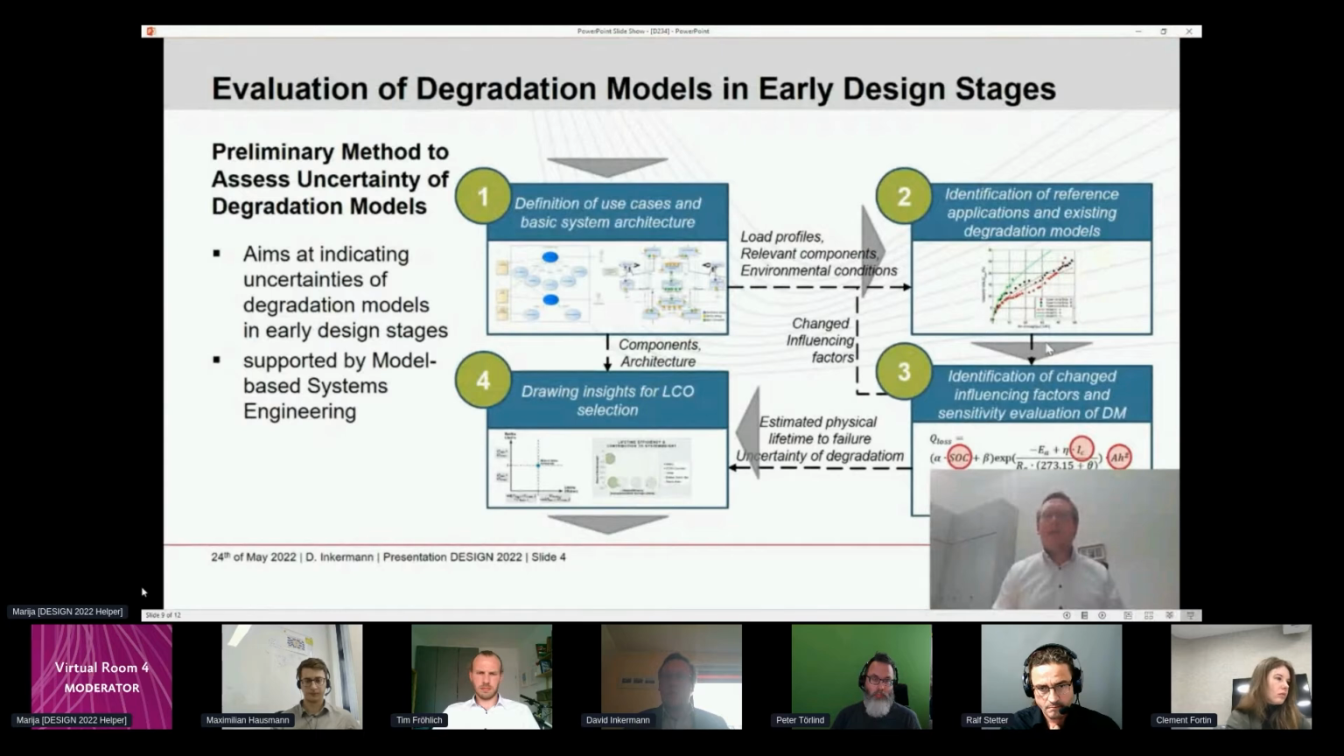And thus the result of this estimation and this sensitivity evaluation is an indicator defining the uncertainty of this specific degradation model. Based on this degradation model, we are then able to estimate the physical lifetime and also to indicate the uncertainty of this degradation model. And this is the basis to define the lifetime heterogeneity, meaning the distribution of lifetimes for each single component, and define suitable life cycle options.